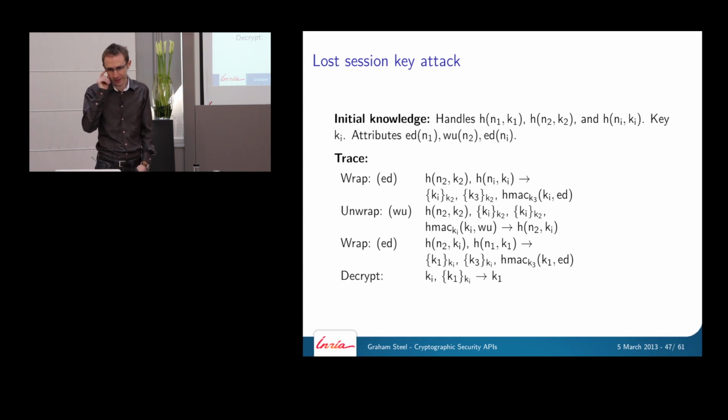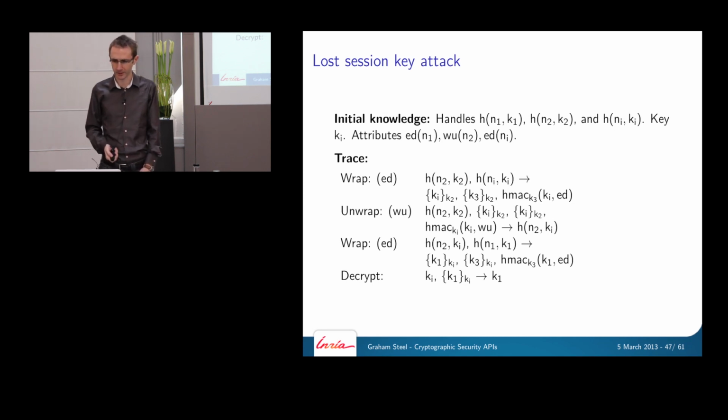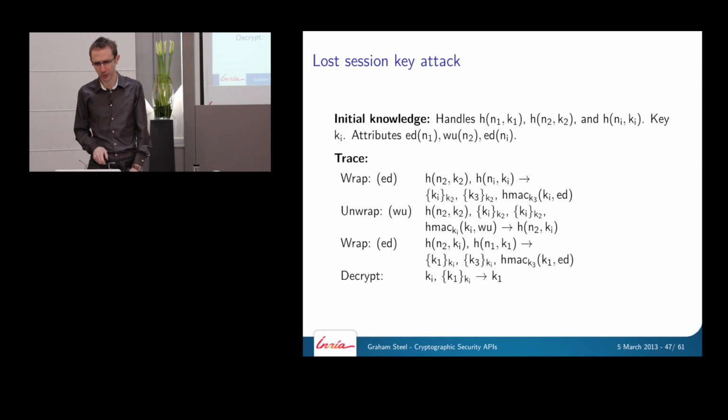So how does the attack work? We assume that we've lost a session key, so we've lost an encryption and decryption key. So the attacker has a handle NI, which points to the key KI, which is the key that he's learned. And this handle NI has the encrypt and decrypt permissions. And somewhere else on the device is an encryption and decryption and a wrapping and unwrapping handle, okay? So what's he going to do?